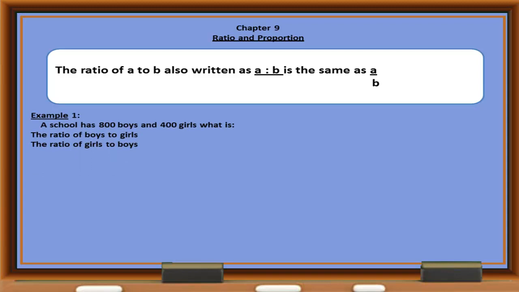Example 1. A school has 800 boys and 400 girls. What is the ratio of boys to girls? The ratio of girls to boys.